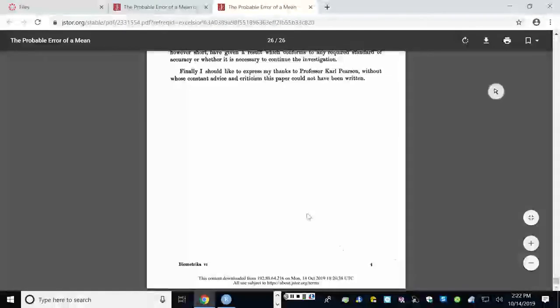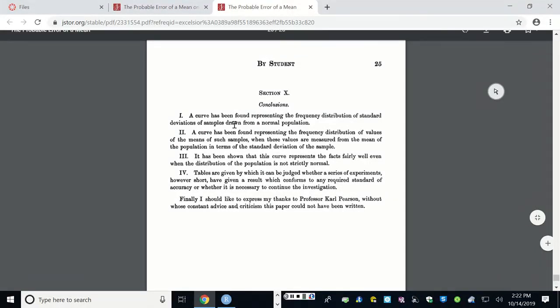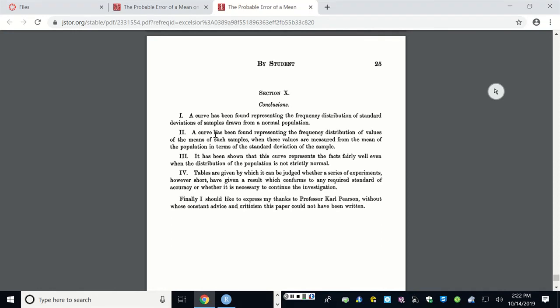And so the conclusion, does this work? A curve has been found representing the frequency distribution of standard deviations of samples. That's actually a chi-square distribution. And then a curve representing the values of the means relative to the standard deviation. That's the t-distribution. And the curve represents the facts fairly well of that distribution, even when the distribution of the population is not strictly normal. So some deviations from normality can be simulated, or if the actual data are not quite normal. And then tables, where it works pretty well.